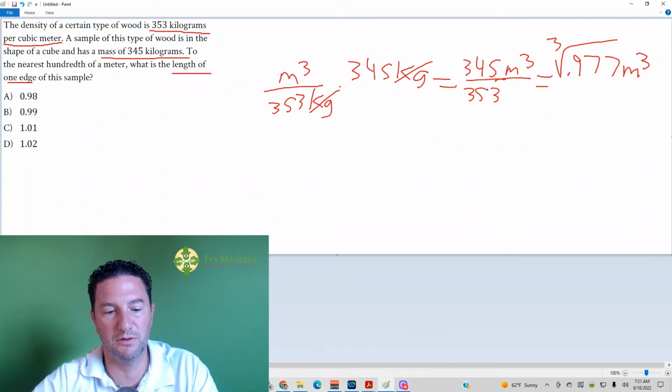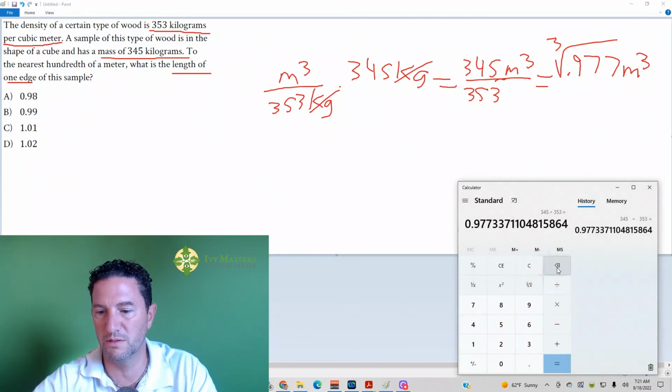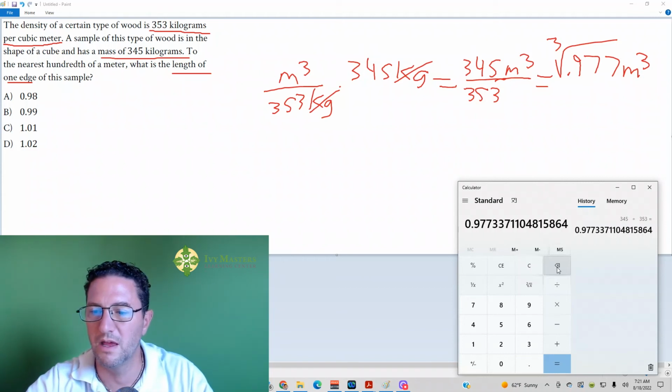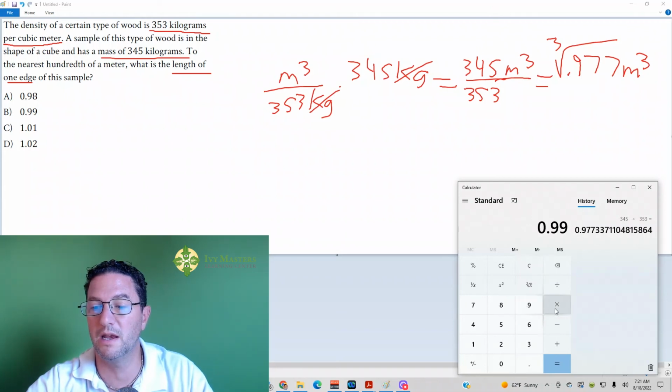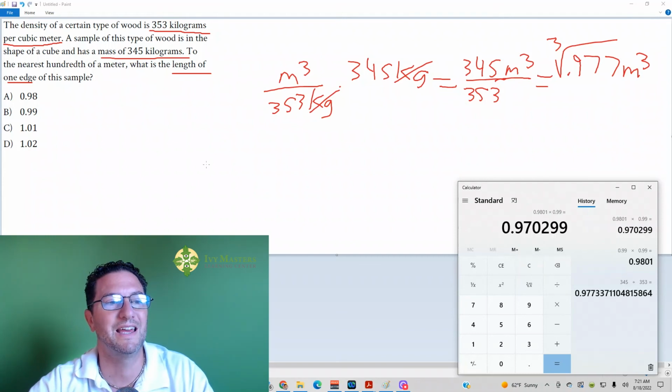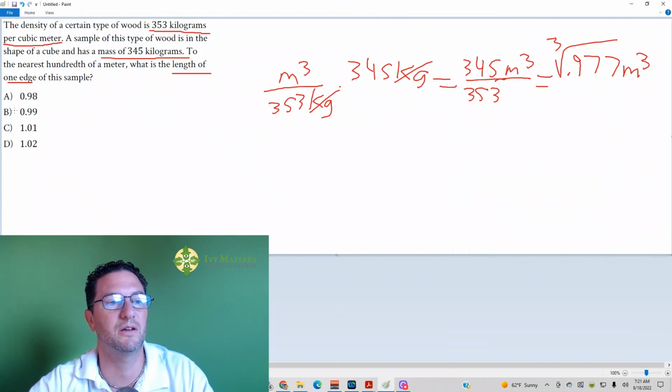Let's consult our calculator though. You should still always plug this in. And I can't see these buttons, so I put this on. I see I've got my square root there, but I don't have my cube root there. So what I'm going to do instead is 0.99 times 0.99 times 0.99. And what do I get? I get 0.970. If I do 0.98, I'm going to get a value that's even smaller. So I'm going to choose 0.99.